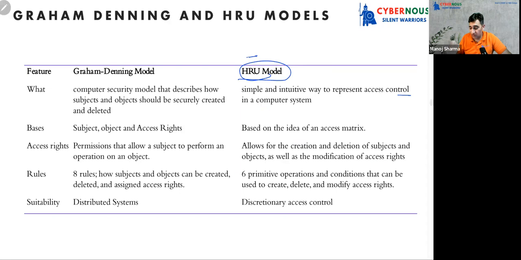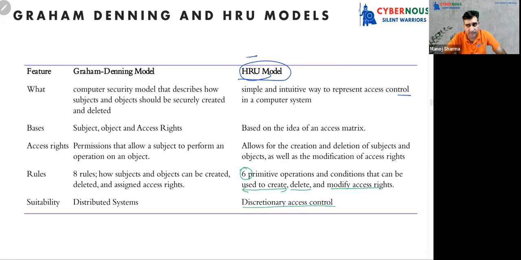Instead of 8 processes, as in the case of Graham-Denning, we only have 6 processes, and in this we can have some rights for creating the user, deleting the user, modifying access rights, and so on. More suitable for discretionary access control.